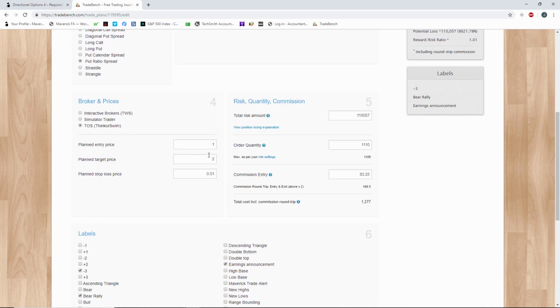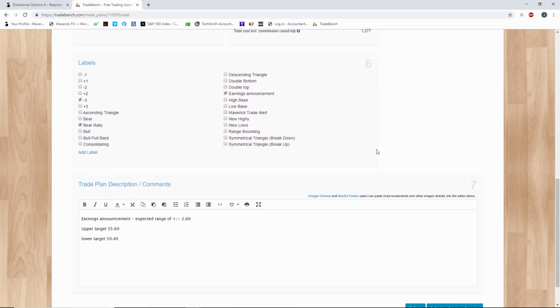Now I made this up. See, I said 1, 2, and 1 cent. This is all going to change once I get there because I know it's a 1 by 3. But then I also put everything else in here. It's a bear rally, earnings announcement, whatever else you wanted to put on there. Earnings announcement, expected range of ±260, upper target, lower target. Let me continue with this. Boy, I'm glad I cut out a whole bunch of time for us.